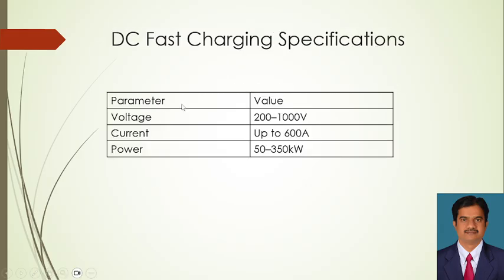Now the DC fast charging specifications. The parameters again are voltage, current and power. The voltage is 200 to 1000 volts. The current rating is up to 600 amperes. The power rating is from 50 to 350 kilowatts, or more than 50 kilowatts you can consider. In the case of level 2 it is less than 50 kilowatts, in the case of level 1 it is less than 3 kilowatts, whereas in level 3 or DC fast charging the power rating is more than 50 kilowatts.